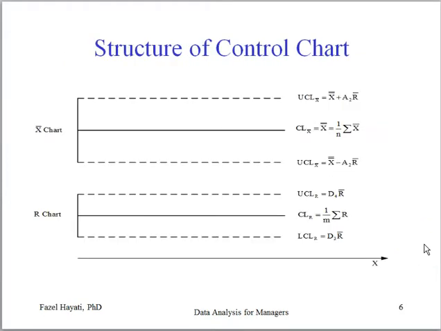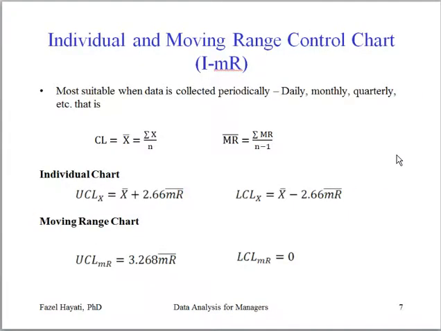So this is the structure of a control chart. As mentioned earlier, it is a run chart, a time series with some lines attached to it. You have the central line, which is the process average. You have upper and lower control limits. The chart that we often use in business processes is known as individual and moving range control chart, or IMR. This is the most suitable when data is collected periodically, as they are in business processes, daily, monthly, quarterly, etc. And this is how we calculate the central line, the upper and lower control limits.